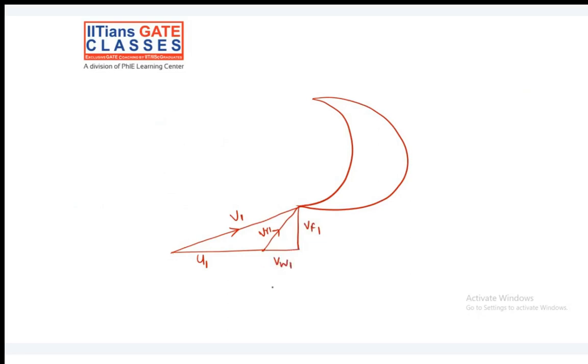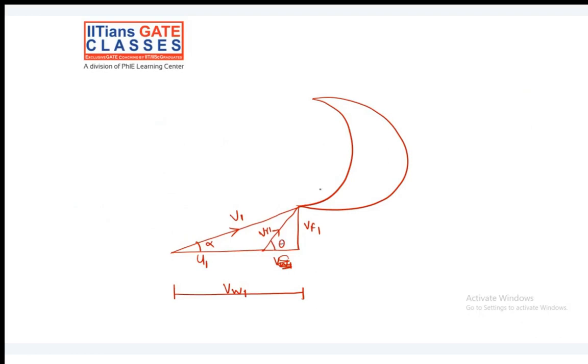The component of v1 is vw1. So this is vw1 at the inlet, and this is alpha, also called the guide vane angle or nozzle angle. We have seen the nozzle angle, but instead of a nozzle there are guide vanes, so this is called the guide vane angle, and this is theta.